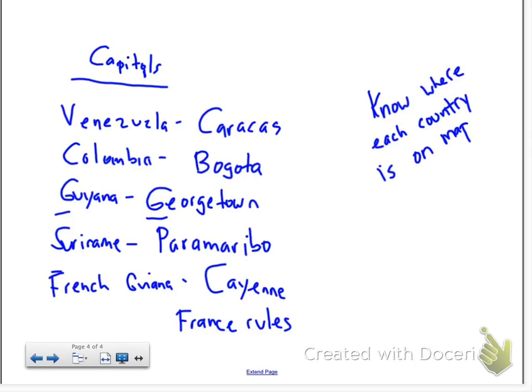Know where each country is located on a map. By the way, that will not be there. I will be taking that off for those of you that sit closer to the map.